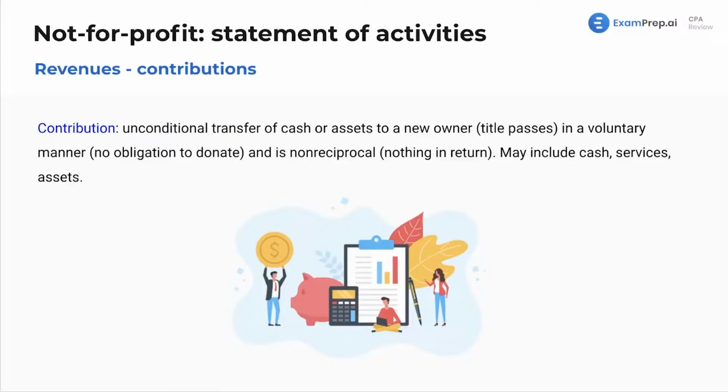So contribution revenue. Well, these are unconditional transfers of cash or assets to a new owner, so the title passes in a voluntary manner, so no one's holding a gun to your head, and it's non-reciprocal. So this is, okay, you give money to your school, or you give money to your church or your religious organization. This may include cash, services, assets, anything, right?